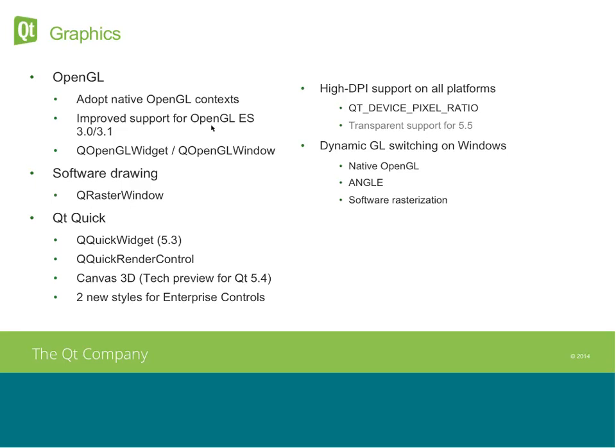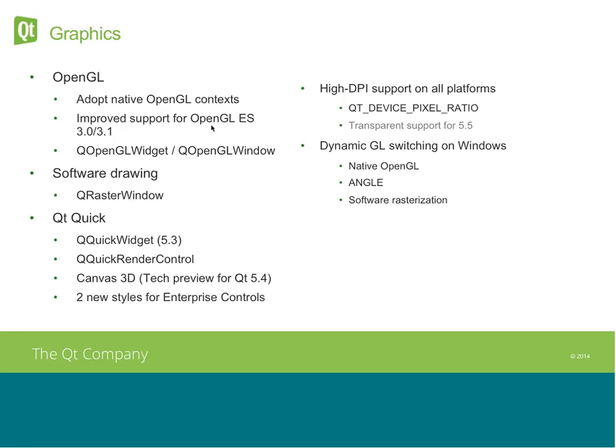And we've done a lot of work in Qt Quick, where we now have a QQuickWidget, embedding Qt Quick into a QWidget-based hierarchy. We have the Qt Quick render control, where you can render this to an off-screen buffer, for example, for printing. We have a technology preview of Canvas 3D, which is WebGL basically for Qt Quick, and some new styles for the enterprise controls. In addition, we've done a lot of work in the back that is not that directly visible.